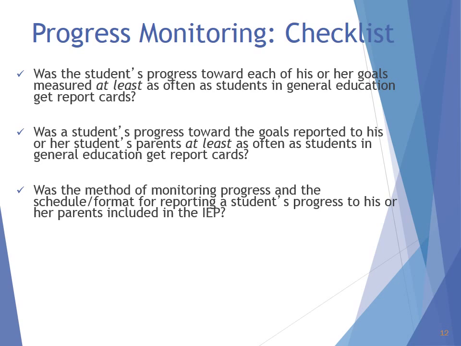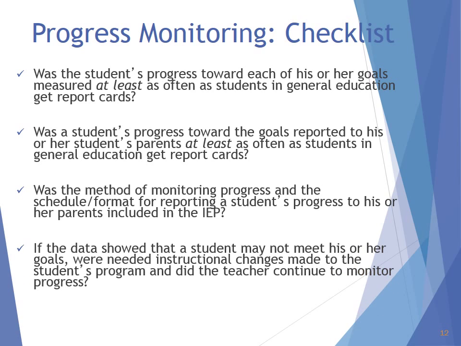Was the method of monitoring progress and the schedule for reporting the student's progress to his or her parents included in the IEP? If the data show that the student may not meet his or her goals, were needed instructional changes made to monitor the student's program, and did the teacher continue to monitor the progress?